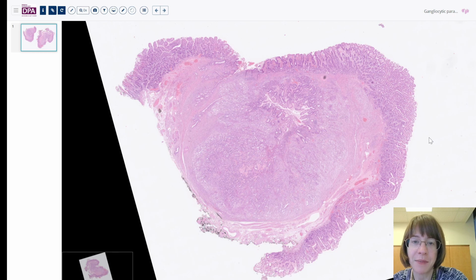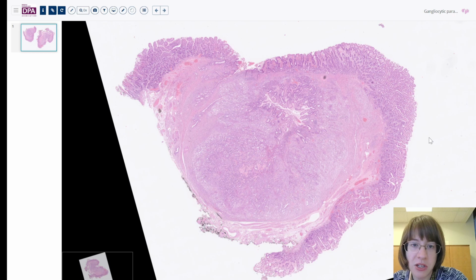I'm a GI and liver pathologist at Johns Hopkins, and today I'm going to be discussing an unusual neoplasm that occurs in the duodenum, typically in the periampullary region. This has previously been called Gangliocytic Paraganglioma, which reflects its morphology, but has more recently been renamed by the WHO Composite Gangliocytoma Neuroma and Neuroendocrine Tumor, and this better reflects the different cellular components that make up the tumor. So let's go ahead and get started on our case.